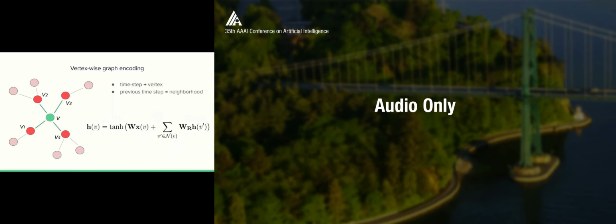And to extend the previous framework also to this case, we consider the application of the same neural network architecture to every vertex in the input graph. So essentially, now we replace the concept of the time step with the concept of a vertex. And we replace the concept of the previous time step with the concept of the neighborhood of a vertex.